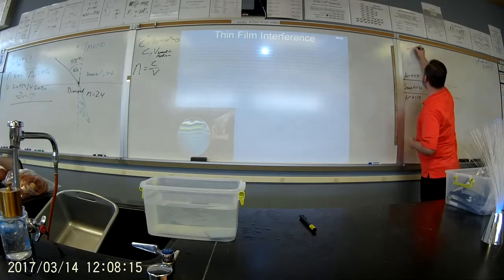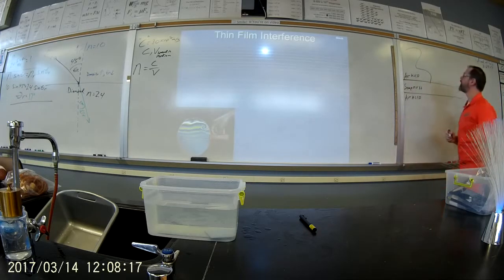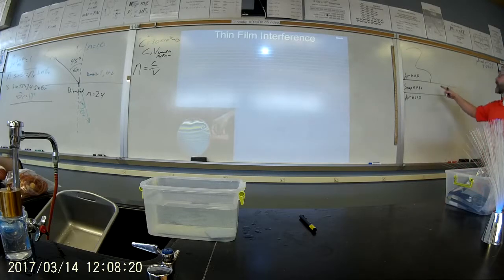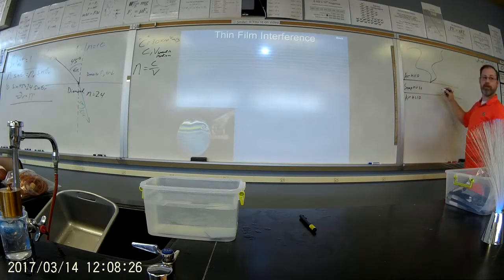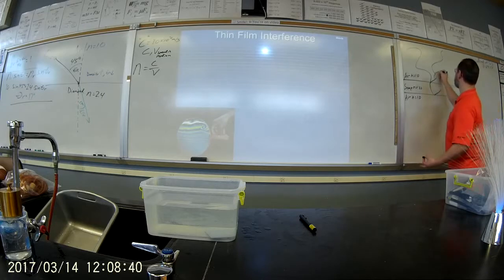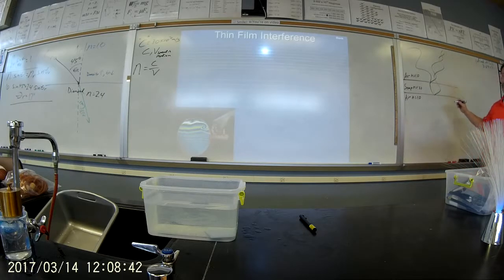Imagine a nice fat transverse wave comes in and strikes a boundary. What does it do at that boundary? Some of it gets reflected, and some of it gets transmitted. Transmitted, and then it hits the new boundary. Once again, the light hits a new boundary, so some of it gets reflected, and some of it gets transmitted.